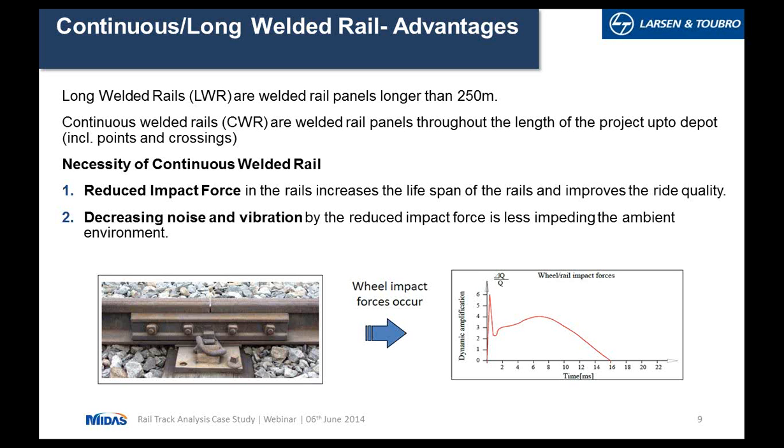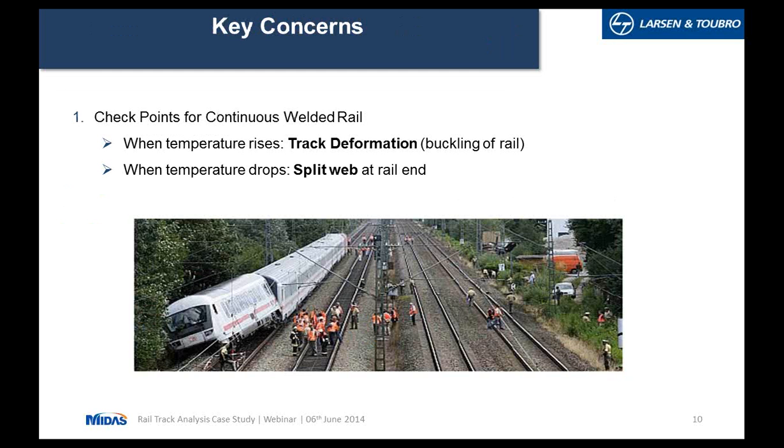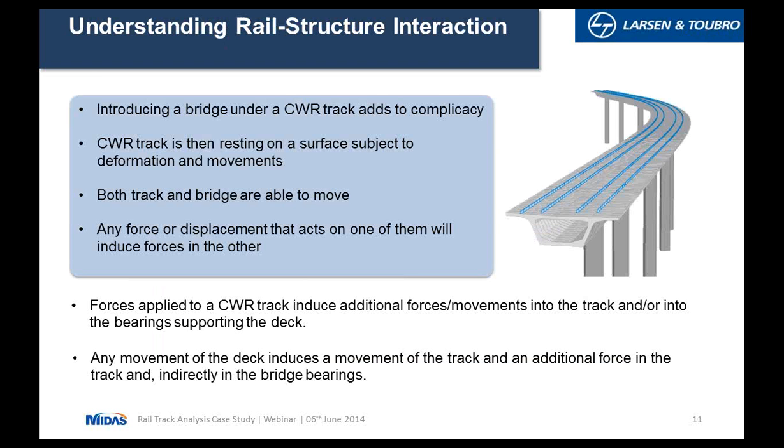Of course, the key concerns for railway engineers using a CWR are the possibility of buckling due to temperature increase and rail failure due to temperature fall. Both of these significantly increase the risk of derailment, causing severe life threat, and therefore are one of the biggest concerns for railway engineers.